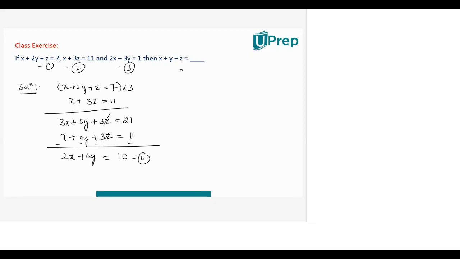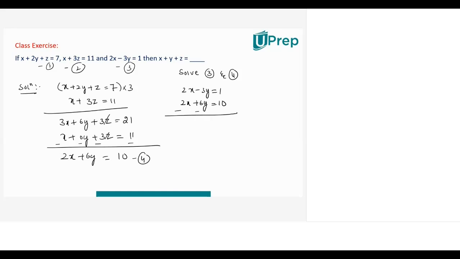So now what do you do? Your third equation is in variables x and y. Your fourth equation is in variables x and y. So solve them. Let's solve 3 and 4. If you solve 3 and 4, what do you get? What is the equation 3 you have? You have 2x minus 3y equal to 1. Equation 4, 2x plus 6y equal to 10.